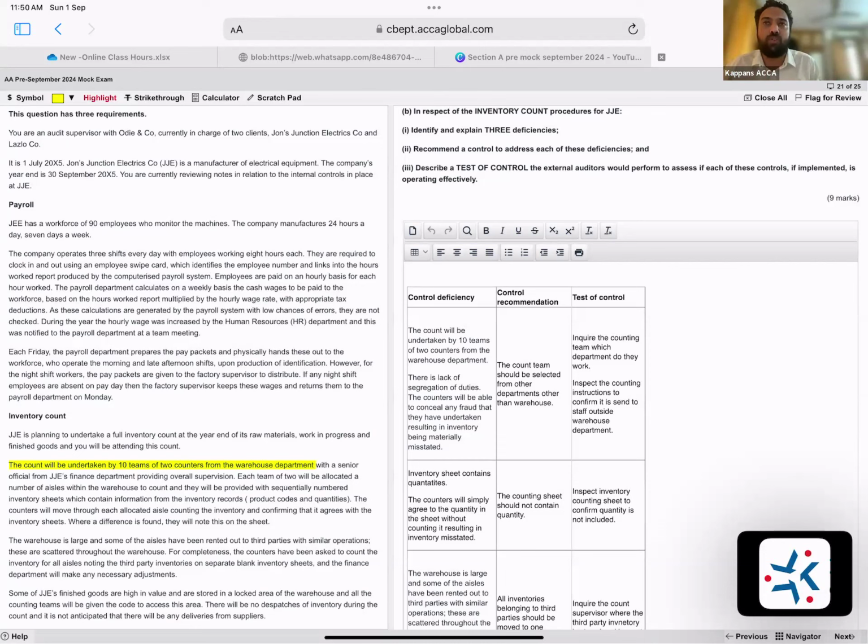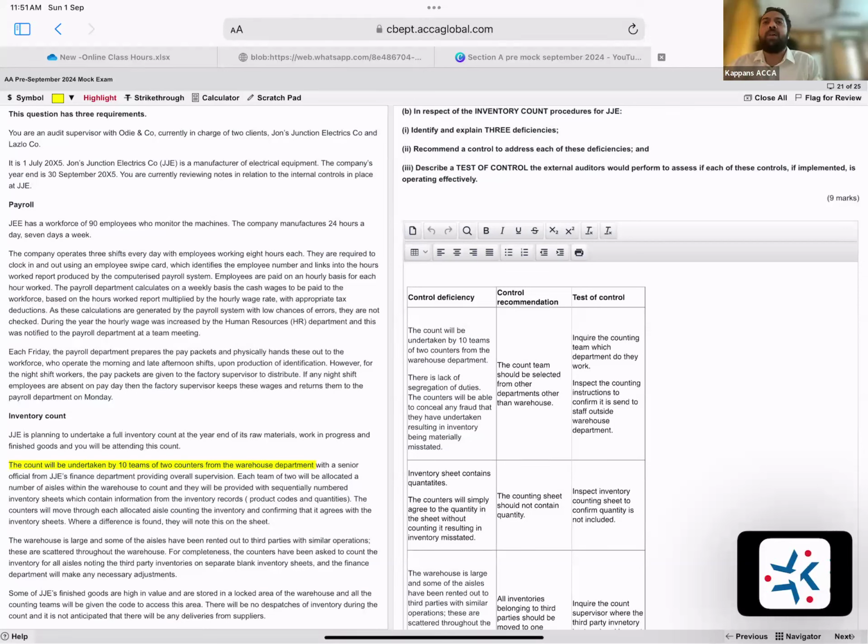That is your test of control. There are 2 ways. Method number one, test of control number 1: inquire the counters, which department do they belong to? If they say we are from finance department, or from HR department or marketing department, then we know that our control recommendation that it should be from a different department has been implemented.